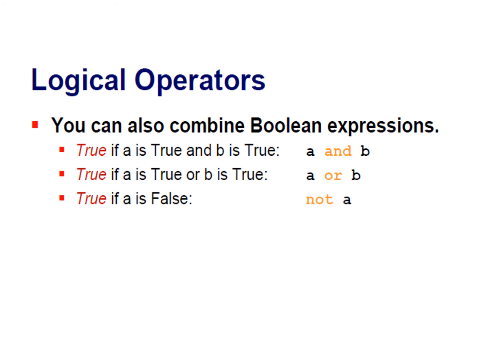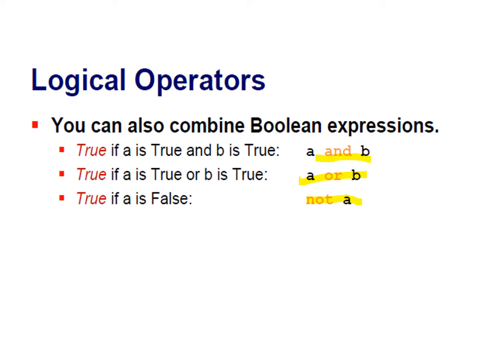So for logical operators, you can also combine Boolean expressions. True if A is true and B is true. This one was explained in the previous slide. And true if A or B is true, and if not A, then it is true.